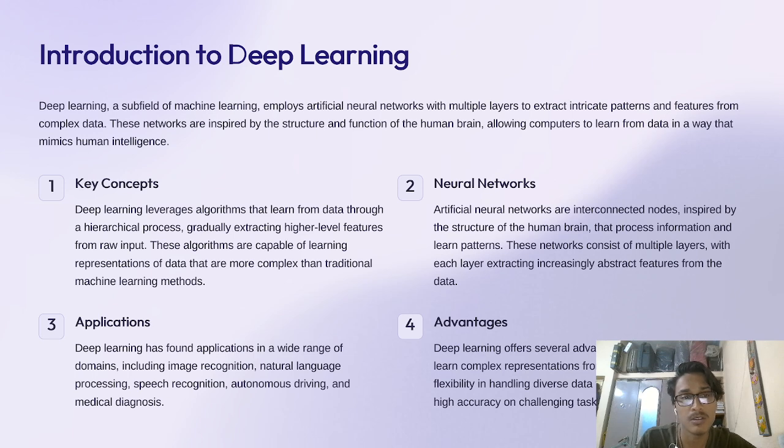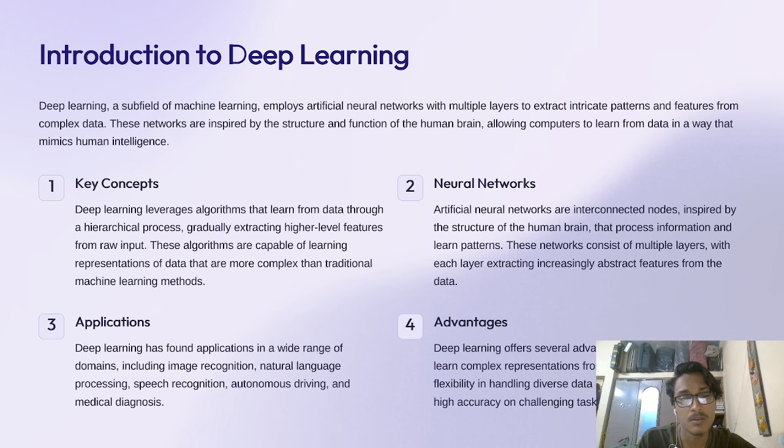Key concepts: deep learning leverages algorithms that learn from data through a hierarchical process, gradually extracting higher level features from raw input. These algorithms are capable of learning representations of data that are more complex than traditional machine learning methods. Neural networks: artificial neural networks are interconnected nodes inspired by the structure of the human brain that process information and learn patterns. These networks consist of multiple layers, with each layer extracting increasingly abstract features from the data.